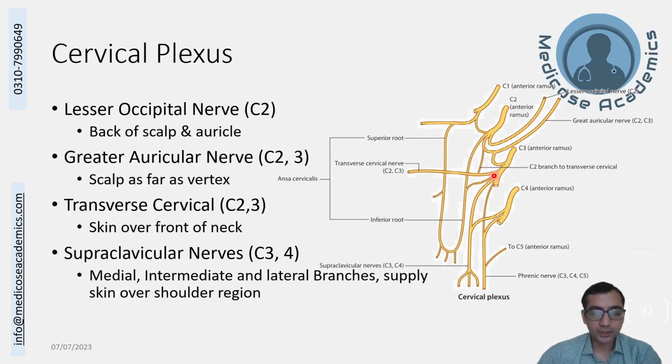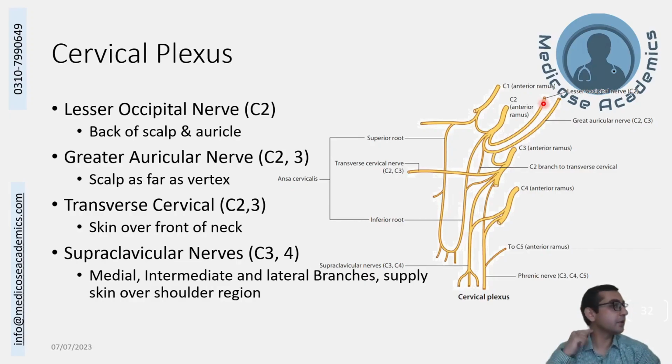And then we are left with what? The nerves that are going in the upward direction. These are two, lesser occipital and greater auricular. The lesser occipital is the one that emerges from the tip of the posterior triangle, and it will go at the back of the ear all the way to this area. So it will supply the skin behind the ear and the skin on the medial aspect of the external pinna.